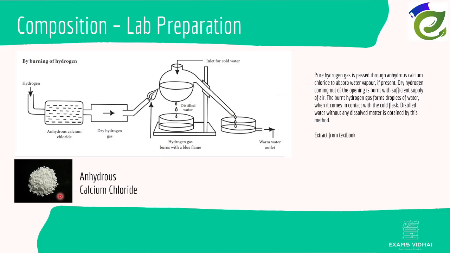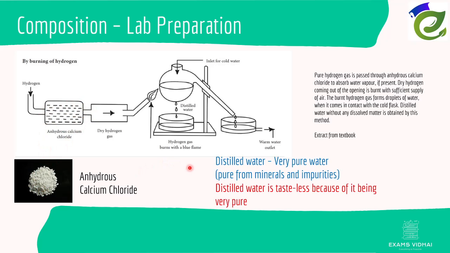So this you have is the anhydrous calcium chloride. It's given like these dotted lines here. You will fill up this part of the setup with this powder, and the distilled water that we are collecting here, these droplets that are coming down from here, is very pure water, pure from minerals and impurities. You only have the chemicals of water only. Minerals such as calcium, potassium, sodium are absent in that. Distilled water is tasteless because of it being very pure. This point is very, very important, as it will also be asked in the exam as well.